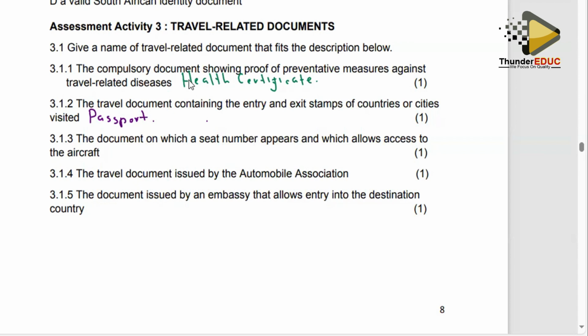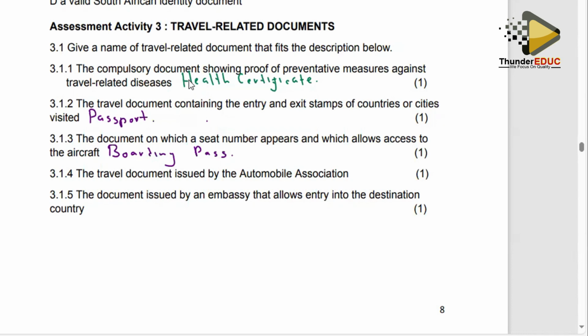Then 3.1.3, the document on which a seat number appears and which allows you access to the aircraft. This is known as the what? The boarding pass. It also allows you access to the aircraft, and it also shows you where the seat number appears.